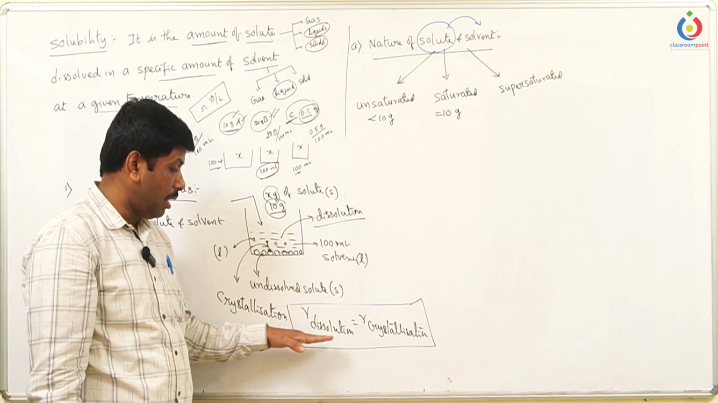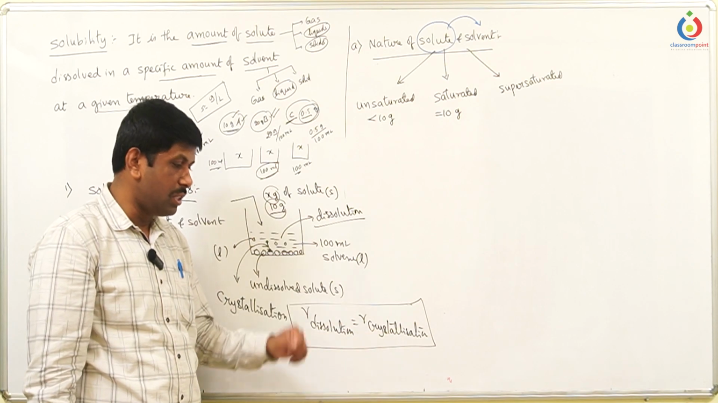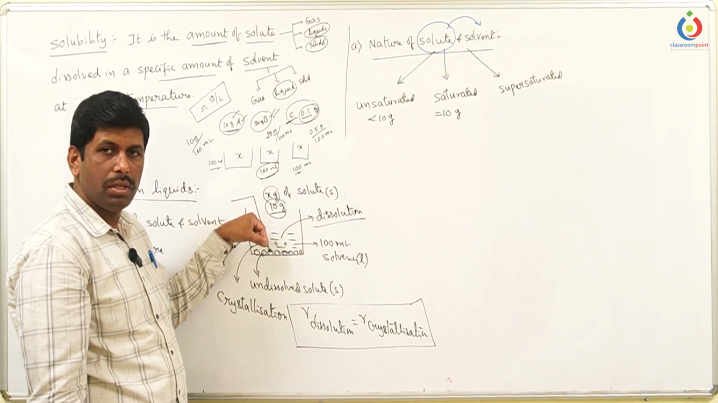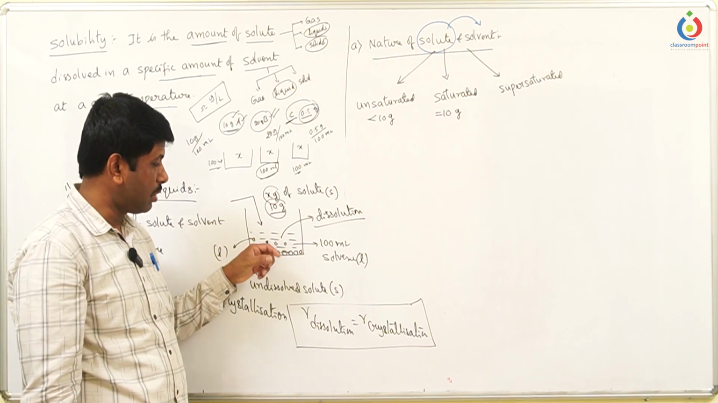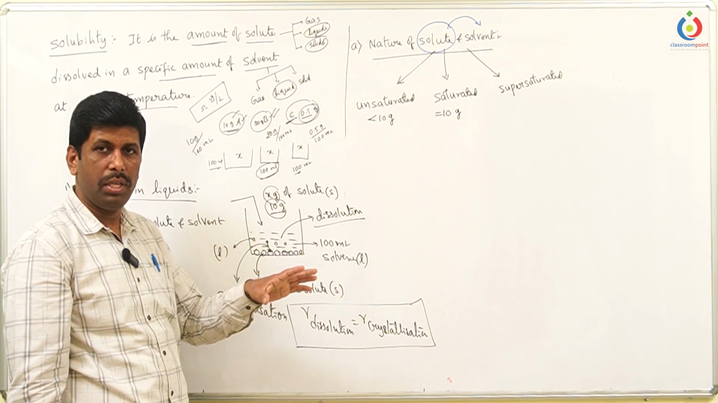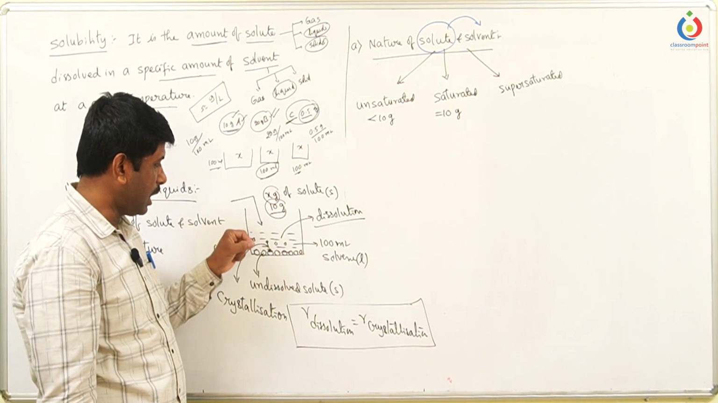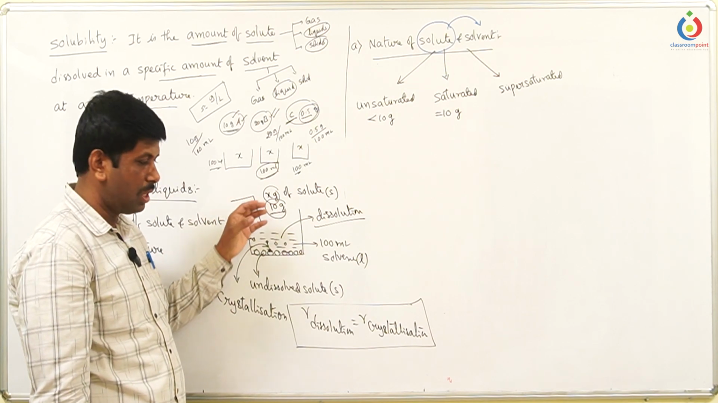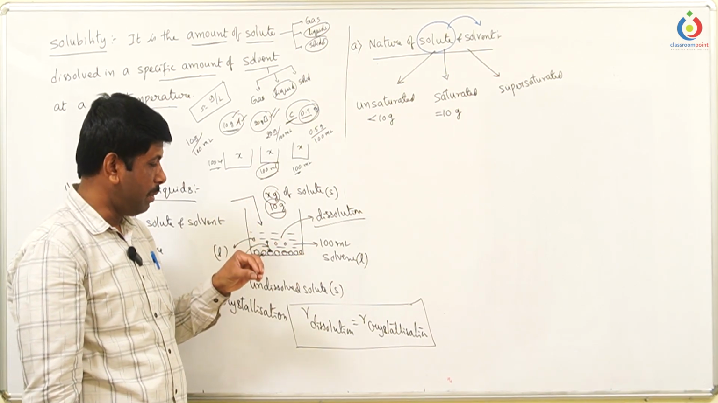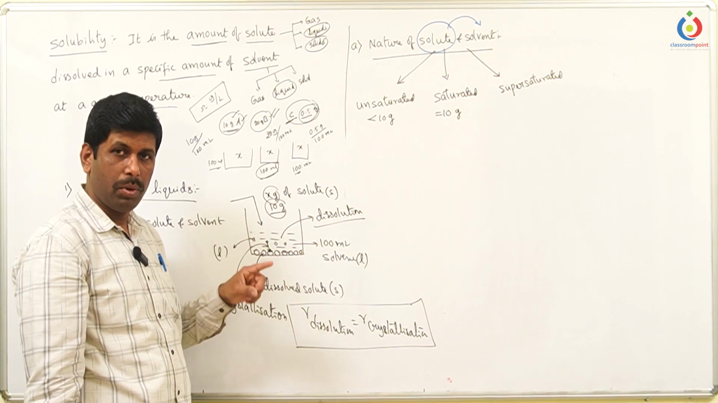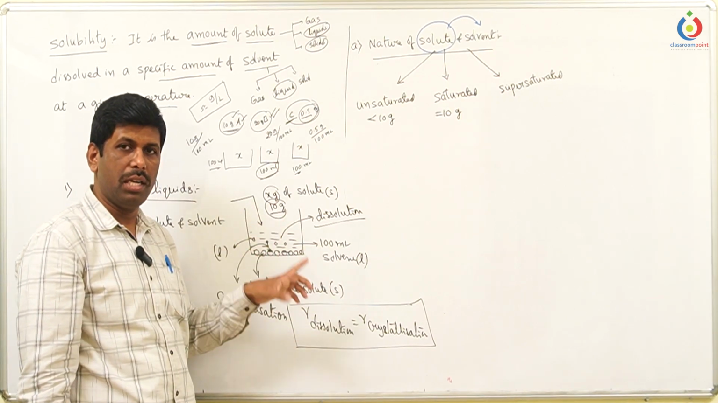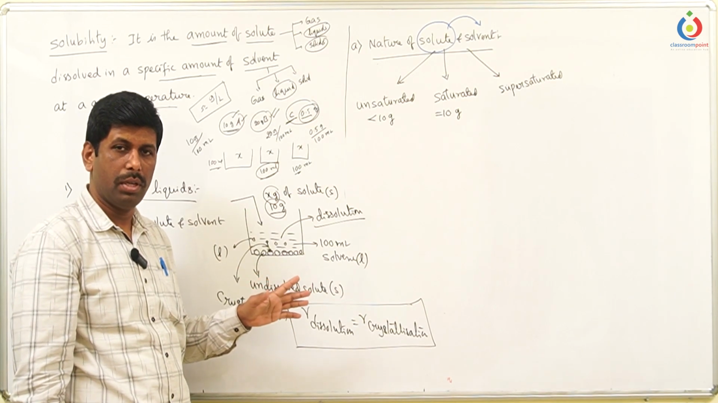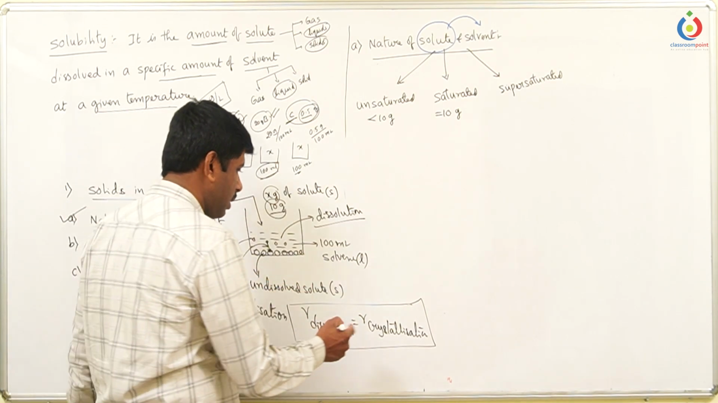But at a particular stage where the rate of dissolution is equal to the rate of crystallization, the number of molecules going into the solution is equal to the number of molecules coming out of the solution. That means if 10 molecules dissolve, 10 molecules come out. If 20 molecules dissolve, 20 molecules come out. That means the number of molecules in both dissolved and undissolved form remains the same, constant; they don't change with time. That stage is known as the equilibrium stage.